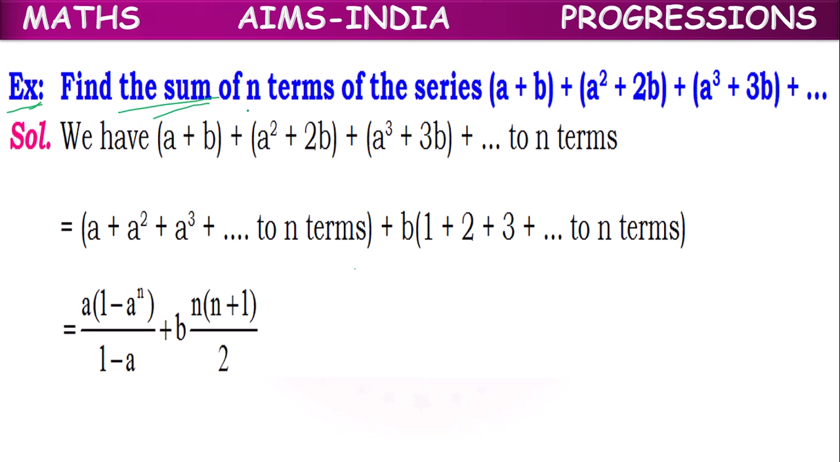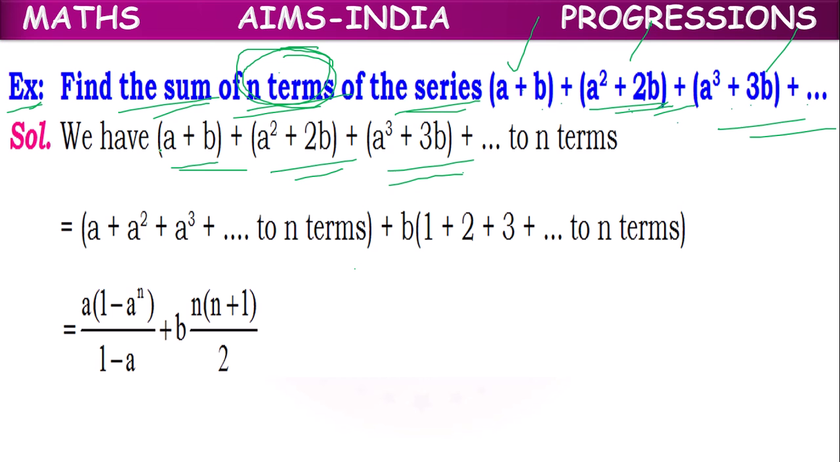Next one, find the sum of n terms of the series a plus b plus a square plus 2b plus a cube plus 3b plus, and so on. We have to find the sum of n terms. So a plus b, a square plus 2b, a cube plus 3b, and so on. So if we have a series like this, from each term we can separate the first term of each term and take them as a group, a plus a square plus a cube, and so on up to n terms.